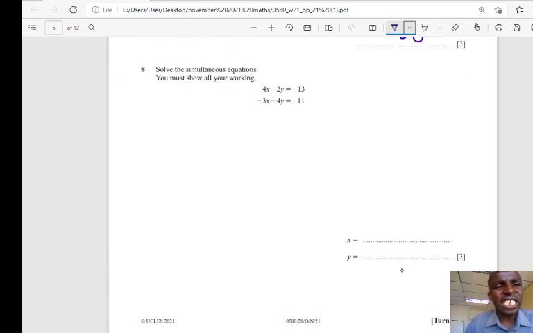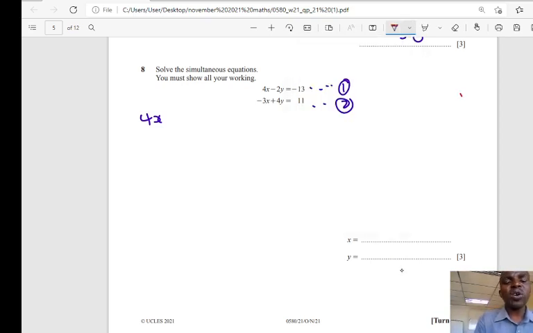Next question. Question number 8. Solve the simultaneous equations. You must show all your working. Right, I can use elimination or substitution, but given this scenario, elimination will be the best. In fact, before that, you make sure the coefficients of x are the same. This one is equation 1. This one is equation 2.